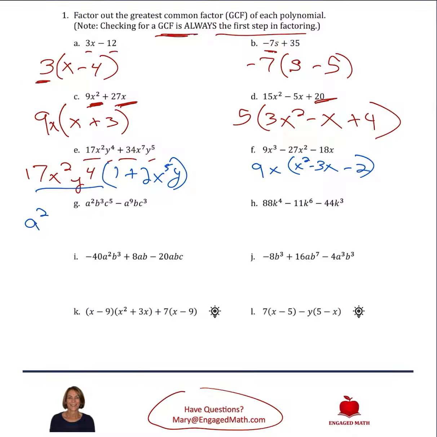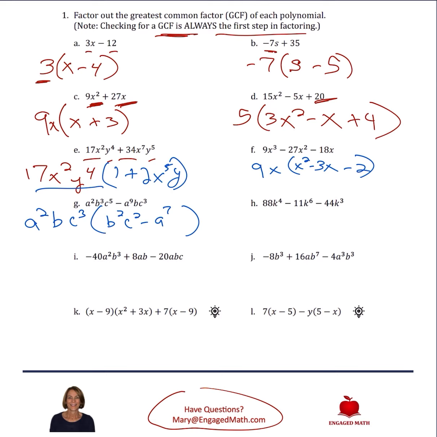We could take out a b to the 1st. Highest degree is 1 that occurs in both terms for the b. And then we could take out a c to the 3rd. In parentheses, we don't need an a for that first term, but we do need a b squared, c squared, and then we have a minus sign, and then we have an a to the 7th, and that's it, just a to the 7th.